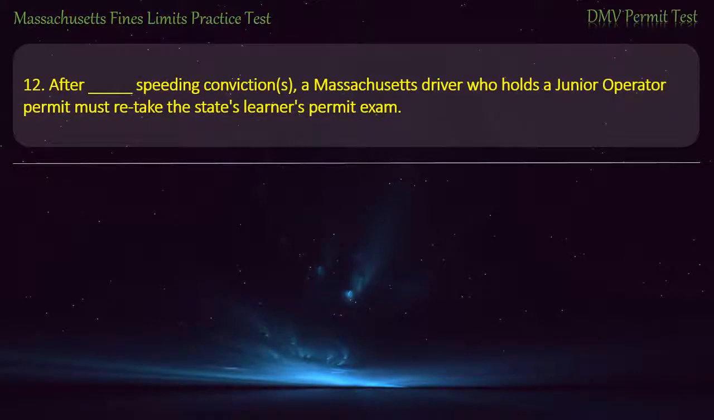Question 12. After speeding convictions, a Massachusetts driver who holds a junior operator permit must retake the state's learner's permit exam. 1, 2, 4, 3. Answer: 1.